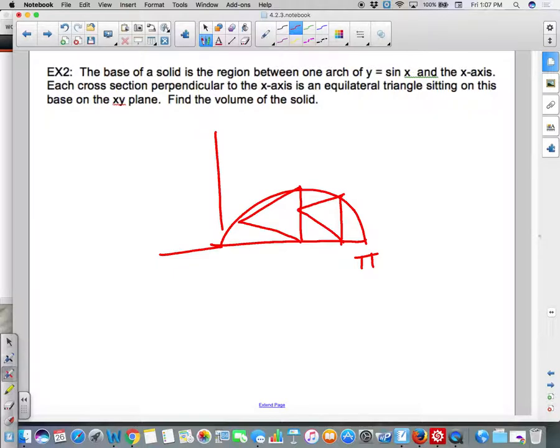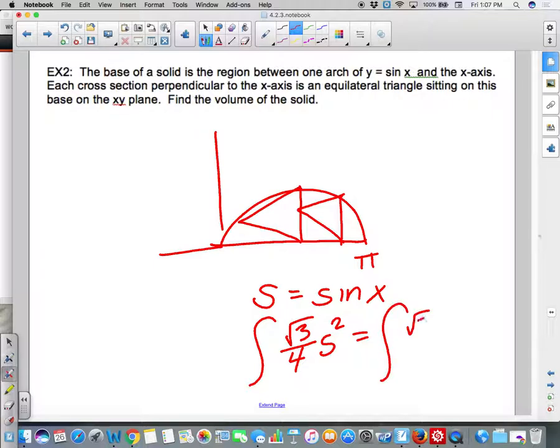Now, what's the length of the base of the triangle, or the side? y, right? y is sine x, so the side of the triangle equals sine x. So what's the area of an equilateral triangle? You have a list in front of you, and that's why I want you to know it. Root 3 over 4. So we have to integrate root 3 over 4 times sine squared of x, as x goes from 0 to pi. You can plug it in your calculator.